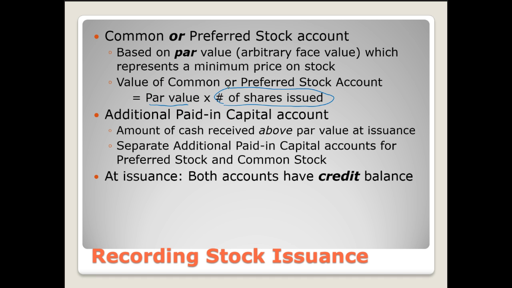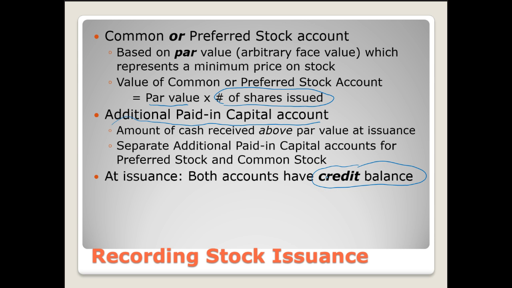Now, sometimes shares are issued for more than the par value because remember, par value is the minimum amount that a share of stock must garner in the market. So if the company is able to issue their common or preferred stock for more than par value, then the amount above par will go to the additional paid-in capital account, either additional paid-in capital common stock or additional paid-in capital preferred stock. Now, the common stock account, the preferred stock account, as well as any of the additional paid-in capital accounts have credit balances.